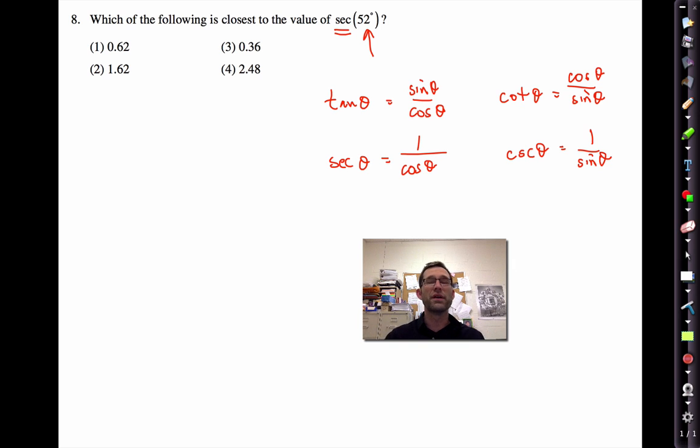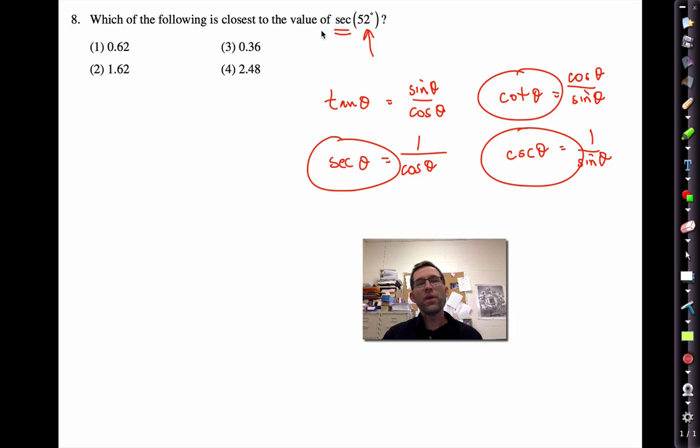Now, one of the great ironies of these really expensive and pretty powerful graphing calculators you have is that the only 3 trig functions that they have on them are sine, cosine, and tangent. They don't have secant, they don't have cosecant, and they don't have cotangent. So even though this problem seems like it's pure calculator, it does require some knowledge, which is the fact that secant of 52 degrees is 1 divided by the cosine of 52 degrees.